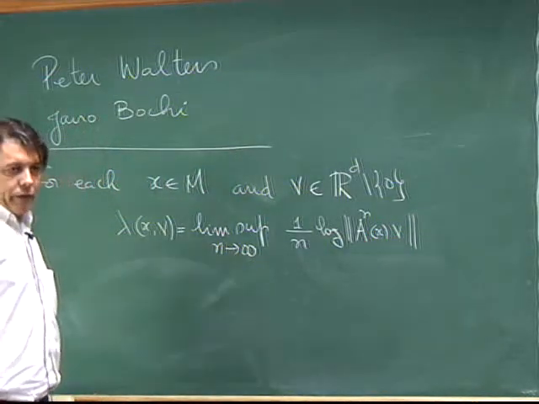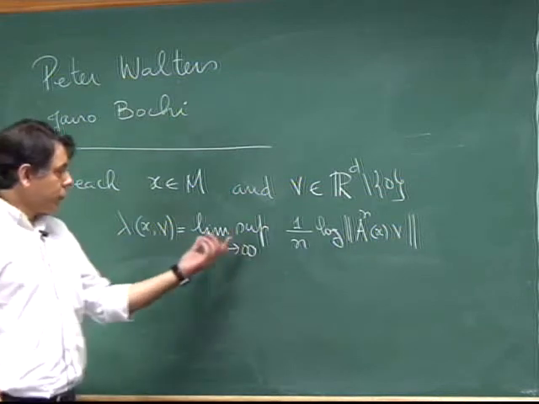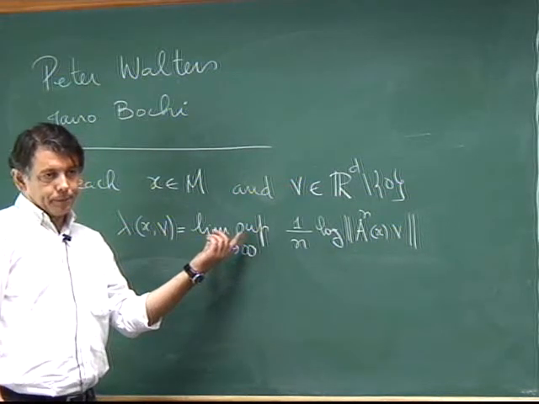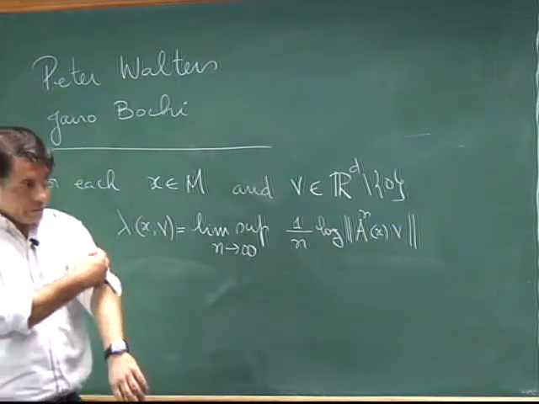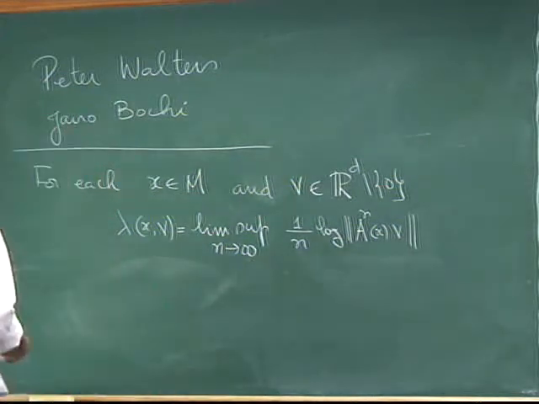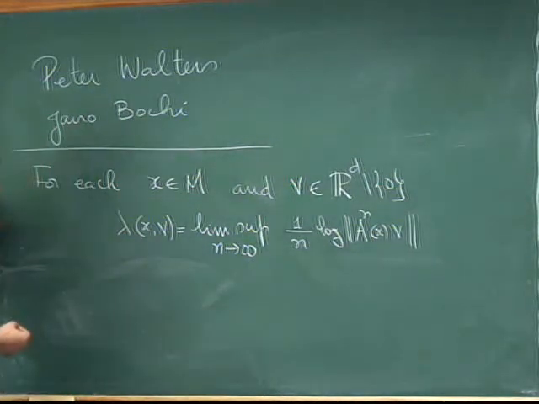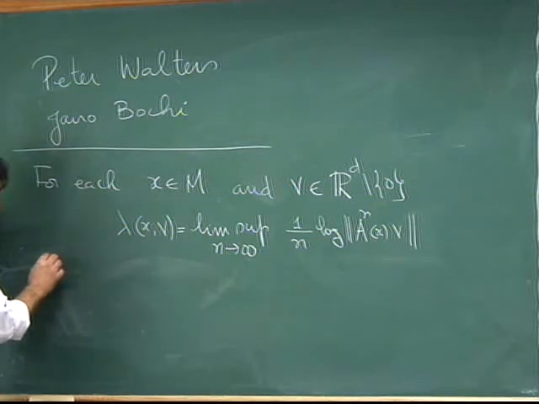The 5% that is really hard is to prove that the limit exists. Working with the lim sup is easy, as we are going to explain. So then there's a little lemma.